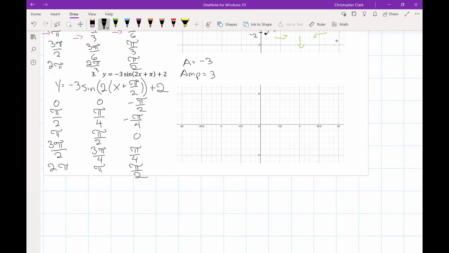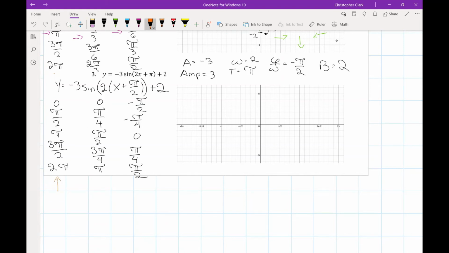I went ahead and pulled the 2 out from the argument, so we have that our omega is 2. Our period is therefore just pi, right? 2 pi normal period divided by 2. Now our phase shift is pi over 2, but since we're adding pi over 2, we're going to shift it to the left pi over 2. And then we have our b, which is just 2, and this means we're going to shift it vertically 2. Okay, so let's start with our special points, same as always.